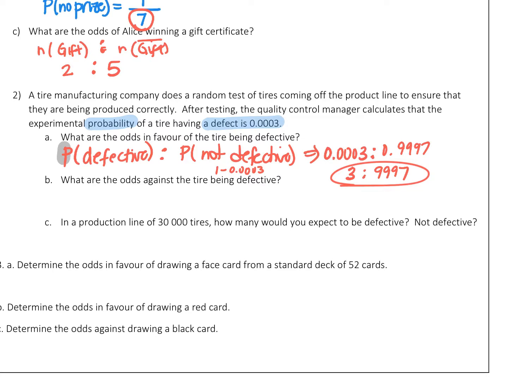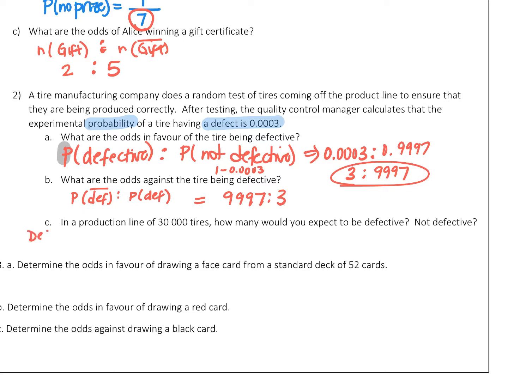The odds against it being defective, right? So then that would be, I want the probability that it's not defective to the probability that it is defective. So essentially the exact opposite of what I've got up in A. So this will be 9,997 to 3. In a production line of 30,000 tires, how many tires would you expect to be defective?